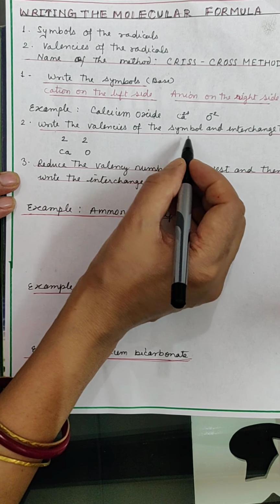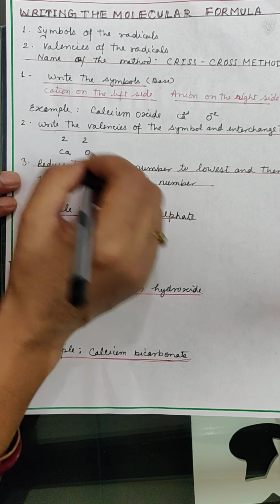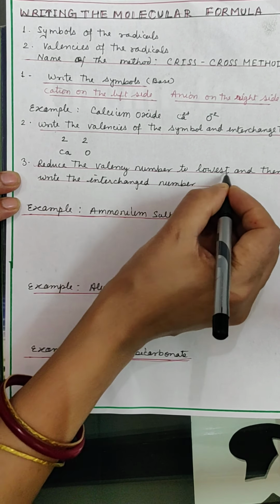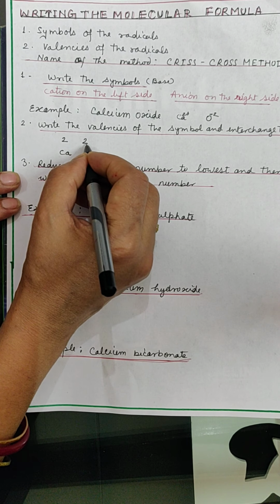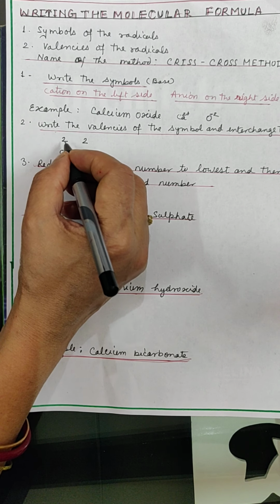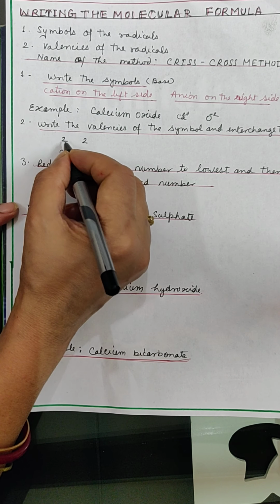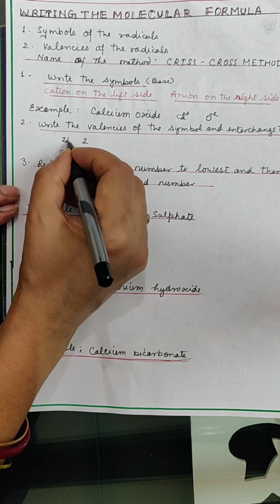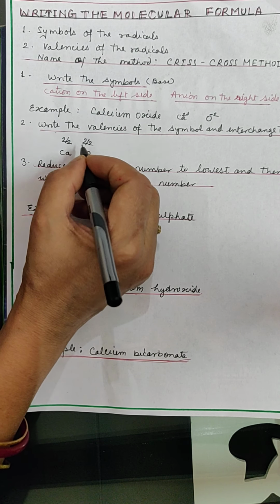After writing the valencies of the symbols, we have to interchange them, but before that we bring them to the lowest number. It means the lowest ratio. How do we reduce the ratio? By dividing with a common factor. Look at these two valencies, 2 and 2. They have a common factor 2. It means we can divide them by 2. Both can be divided by 2.